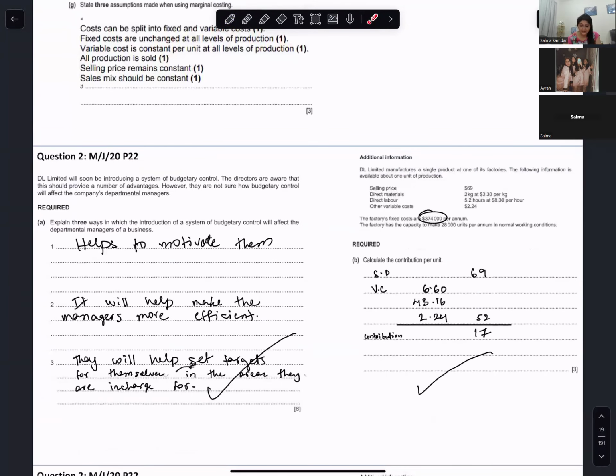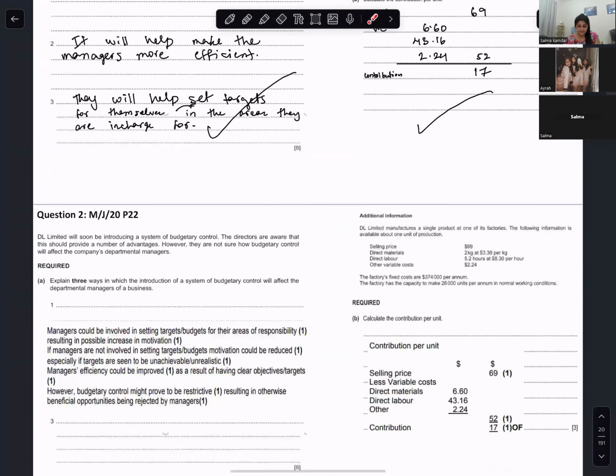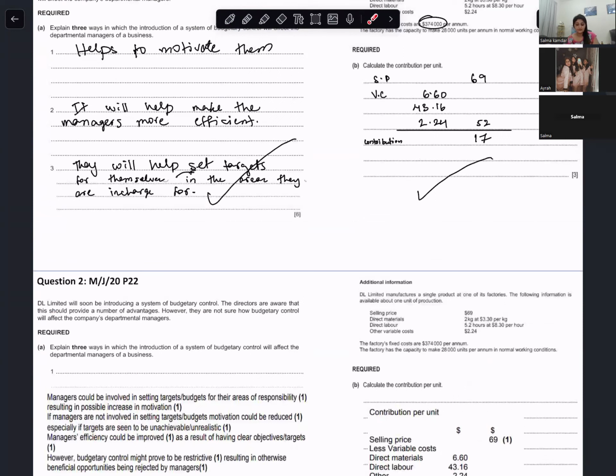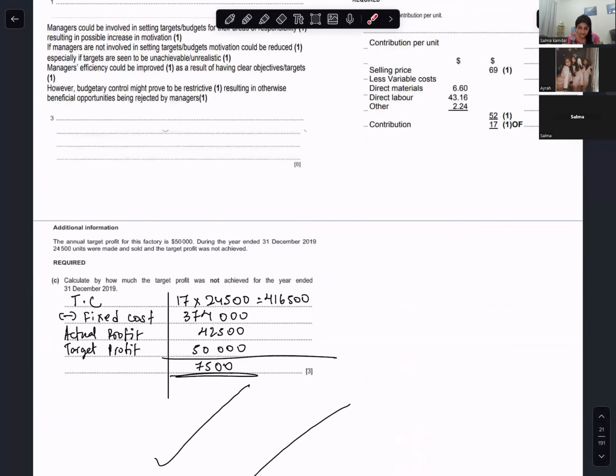Okay, three ways in which introducing a system of budgetary control will help the department managers of a business. So first, it will help set a target which will motivate the business. Then the other advantage can be that it will help make the managers more efficient. Then even workers will get more motivated because they have a target to achieve. Okay, fine.